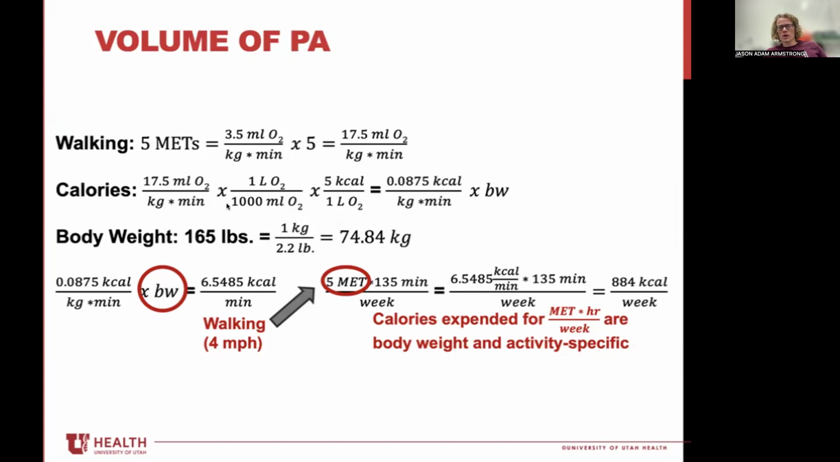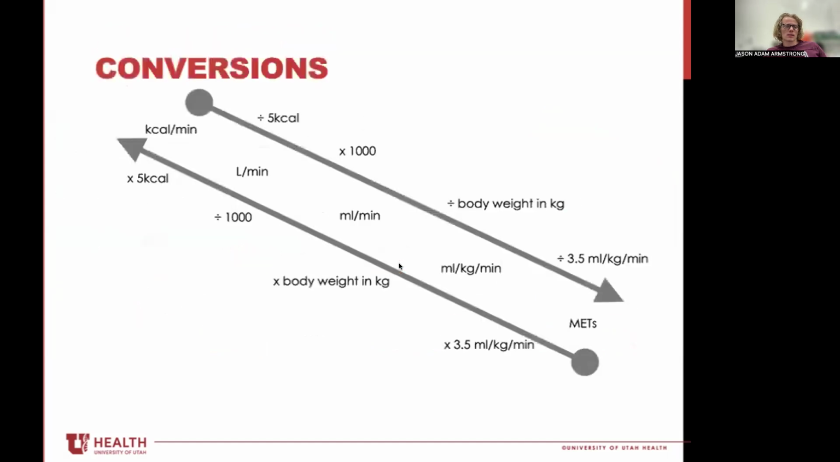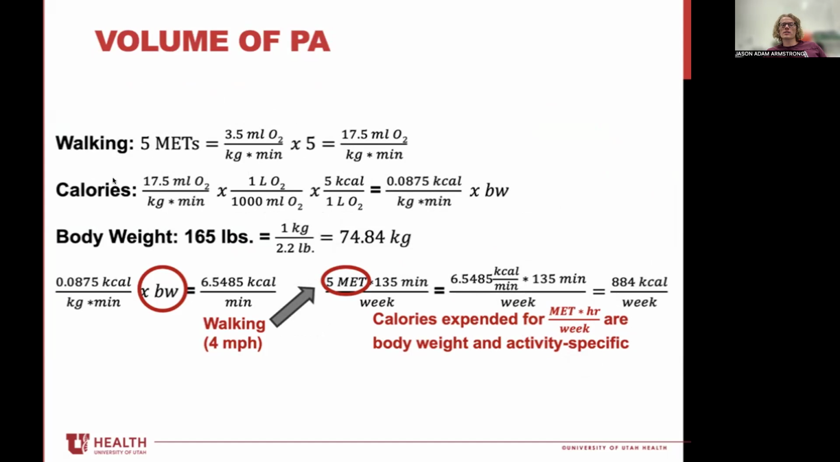So we know that walking at 5 METs, or sorry, what are we at? We're walking at 4 miles per hour. Okay, so that's a 5 MET activity, requires 17.5 mLs per kg per minute. I'm going to convert my milliliters to liters. And then we know that it takes about 5 calories to process 1 liter of oxygen. Okay. So for that activity, it takes 0.0875 calories per kilogram of body weight per minute to engage in that activity. So I'm going to multiply by body weight.